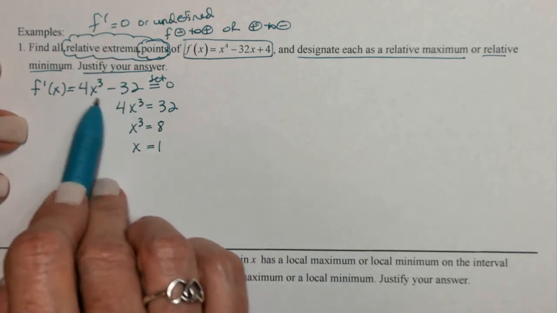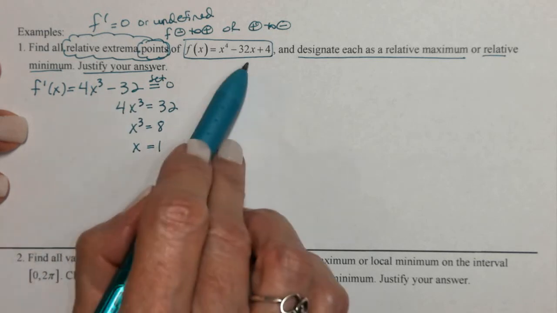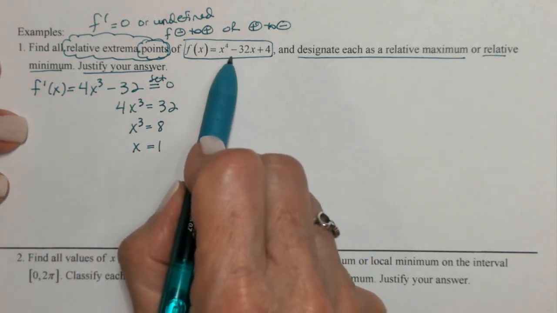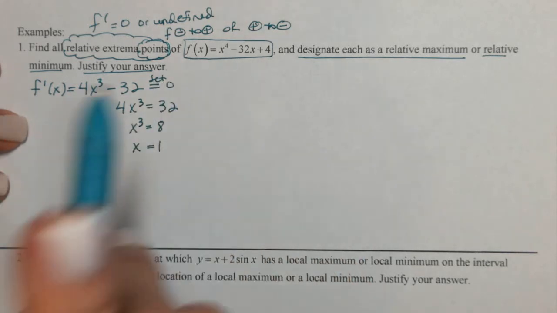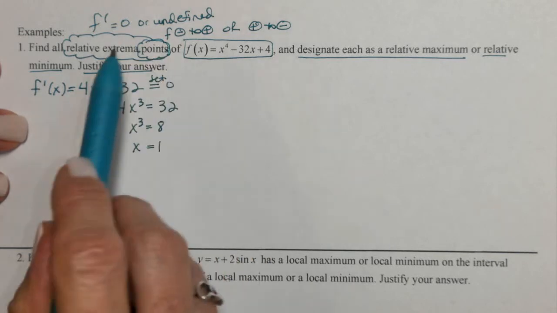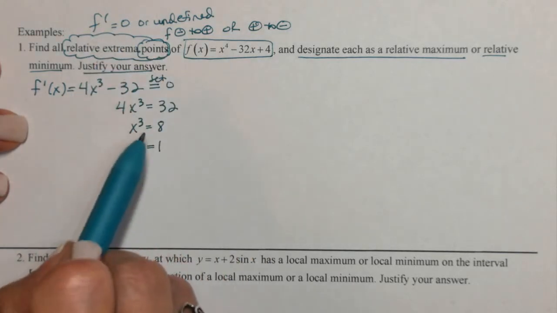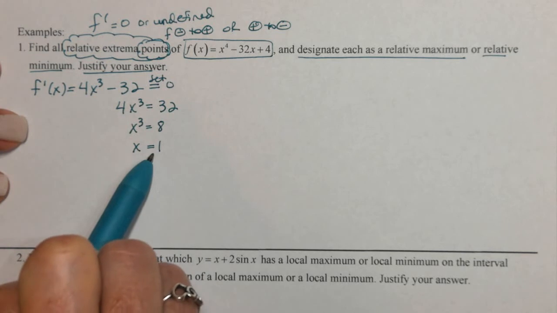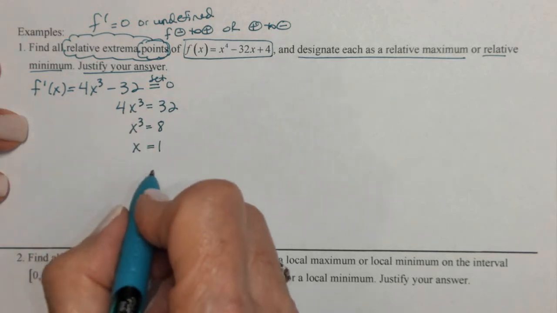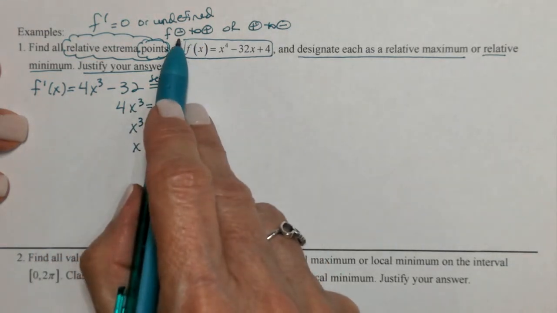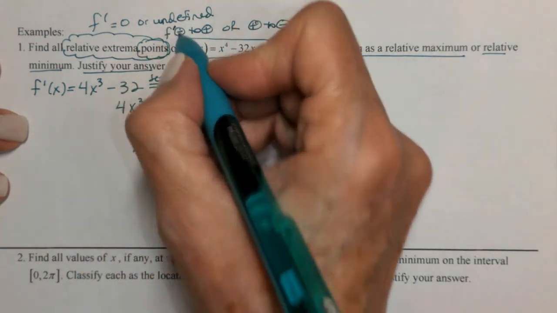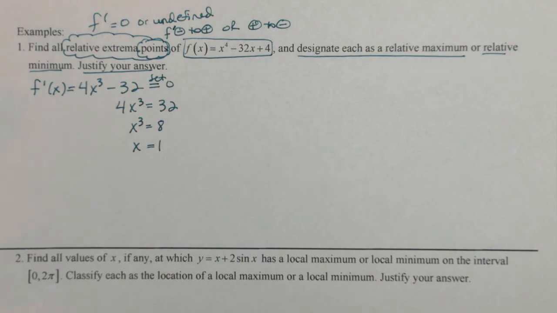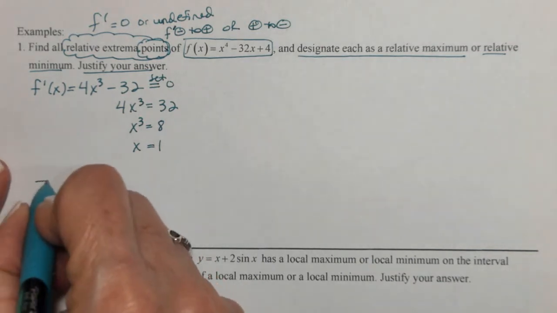Nothing makes this undefined, correct? So there's no cusps on this, and we knew that. This is a polynomial, and they are smooth curves. There's no cusps on any polynomial. So there's only one spot where the slope is 0. So this has to be the location of either a relative max or a relative min. To find out which one, we're going to do a sign chart. Again, anytime we're trying to figure out when something is positive or negative, you sign chart it. So that goes on our sign chart.